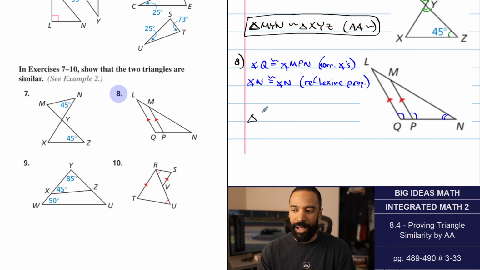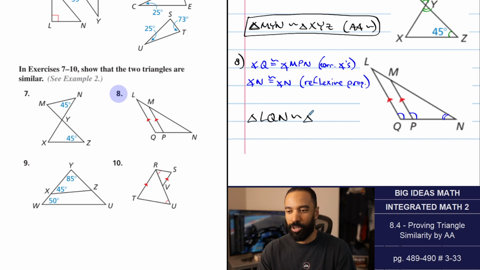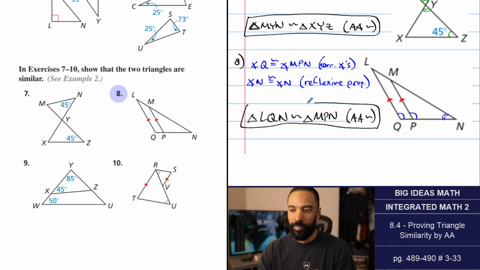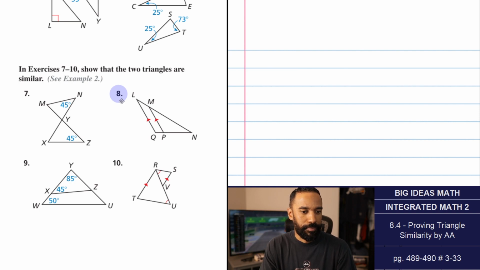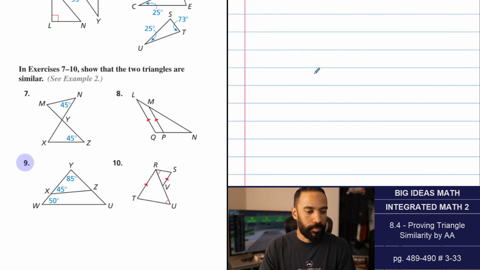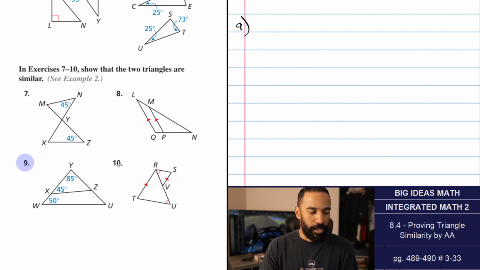So triangle LQN, as far as corresponding parts go, looks like I'm not caring as much about alphabetical order anymore, is similar to triangle MPN by angle similarity. So showing that they're similar, yes indeed. Let's keep moving forward. Number 9. Let's copy it over.